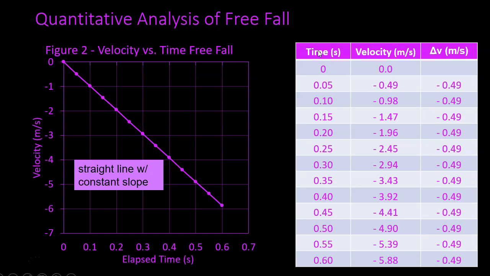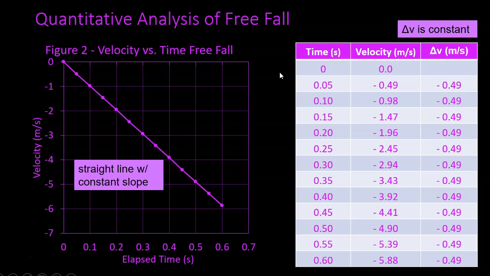If we look at the time versus velocity graph, we can see that every 5/100ths of a second, the velocity is increasing by 49/100ths of a meter per second, increasing in the negative direction. We can see the change in velocity is constant. It's -0.49 meters per second every 5/100ths of a second. And that's a key of uniform acceleration. A key characteristic of uniform acceleration is that the change in velocity is going to be constant.